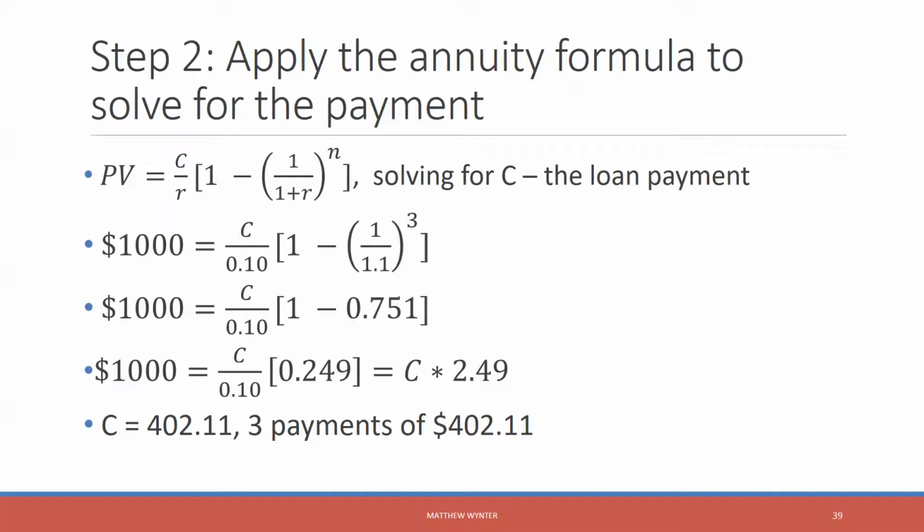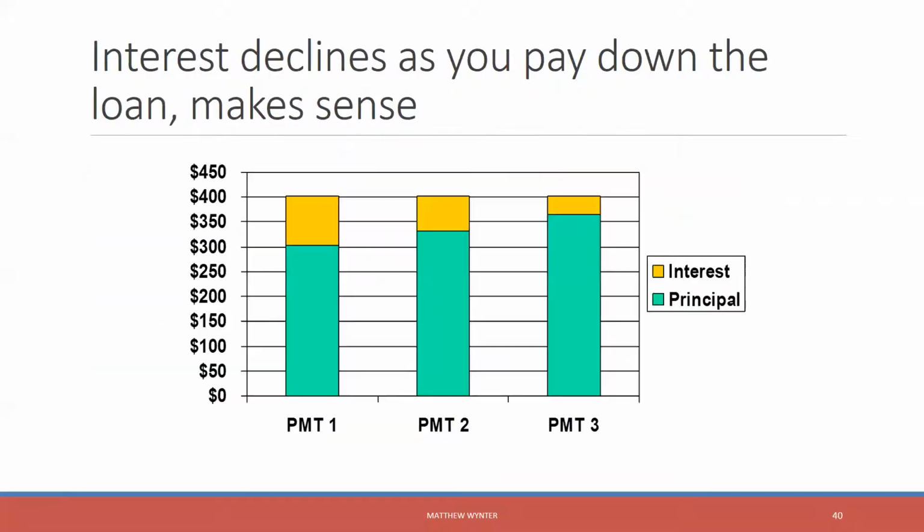So what did you solve for? You solved for C, the payment that you will make for these next 3 years to pay off your $1,000 loan. So what happens? Okay, so your first payment of a little bit over 400, some of that payment goes to the principal and some of that payment goes to interest. And as you pay down the principal, smaller amounts of that payment are going to be going to interest.